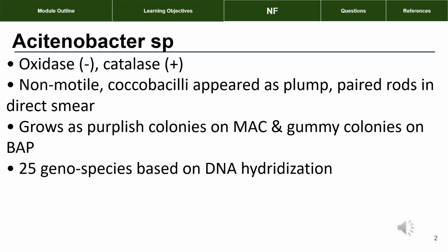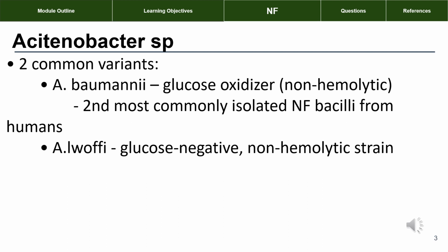So this also grows as purplish colonies on your MAC and gummy colonies on your BAP. So this genera has 25 species based on the DNA hybridization. In this genera, you have your two common variants, which is your Acinetobacter baumannii. Take note of the spelling. It's double N and double I.